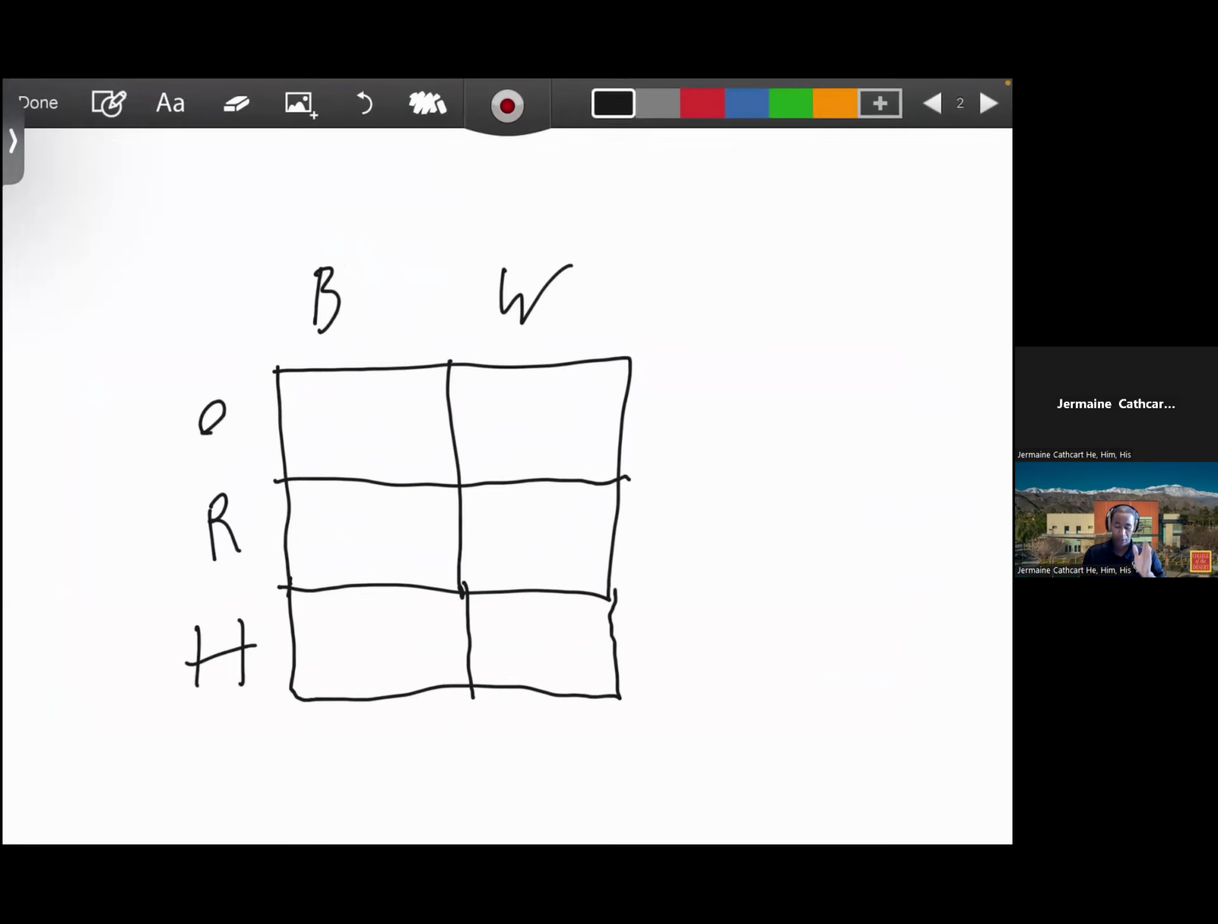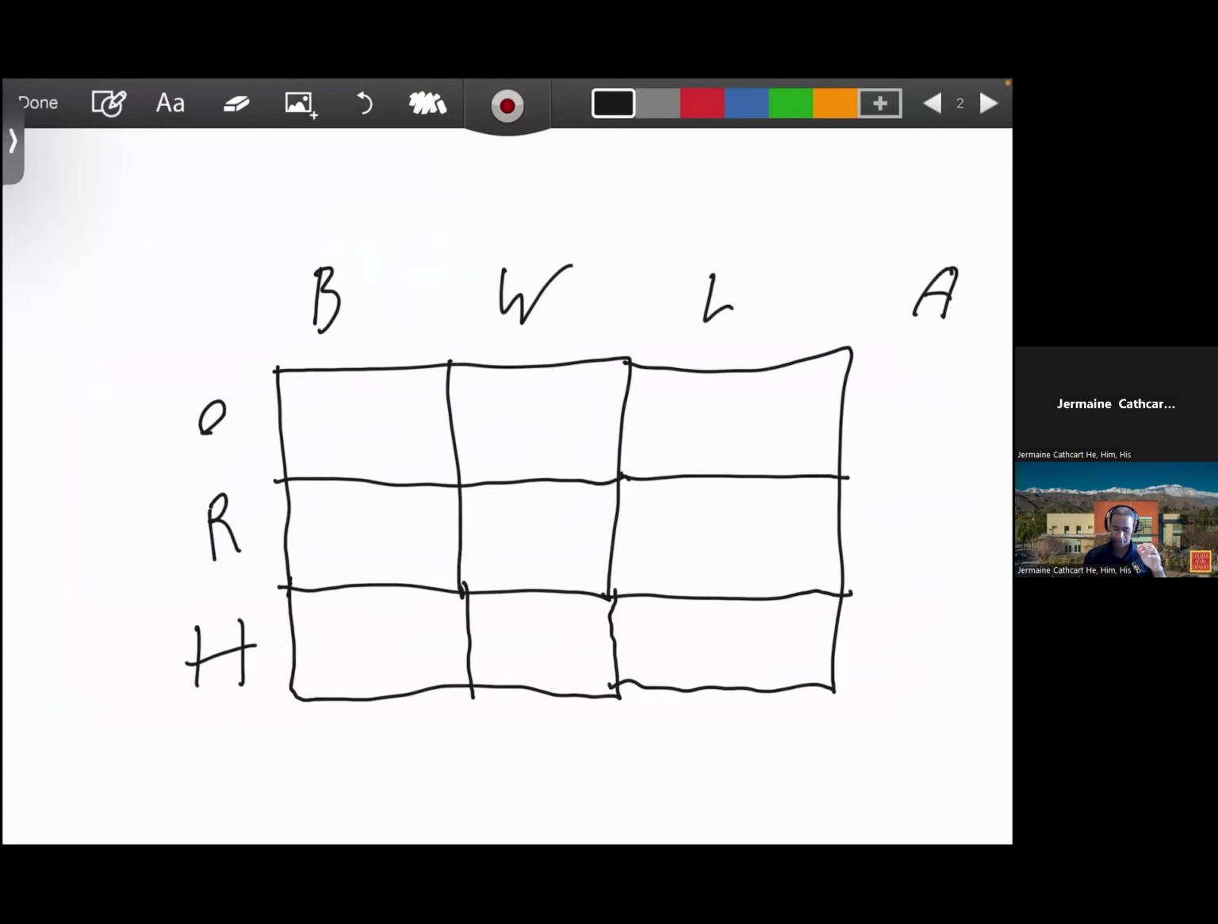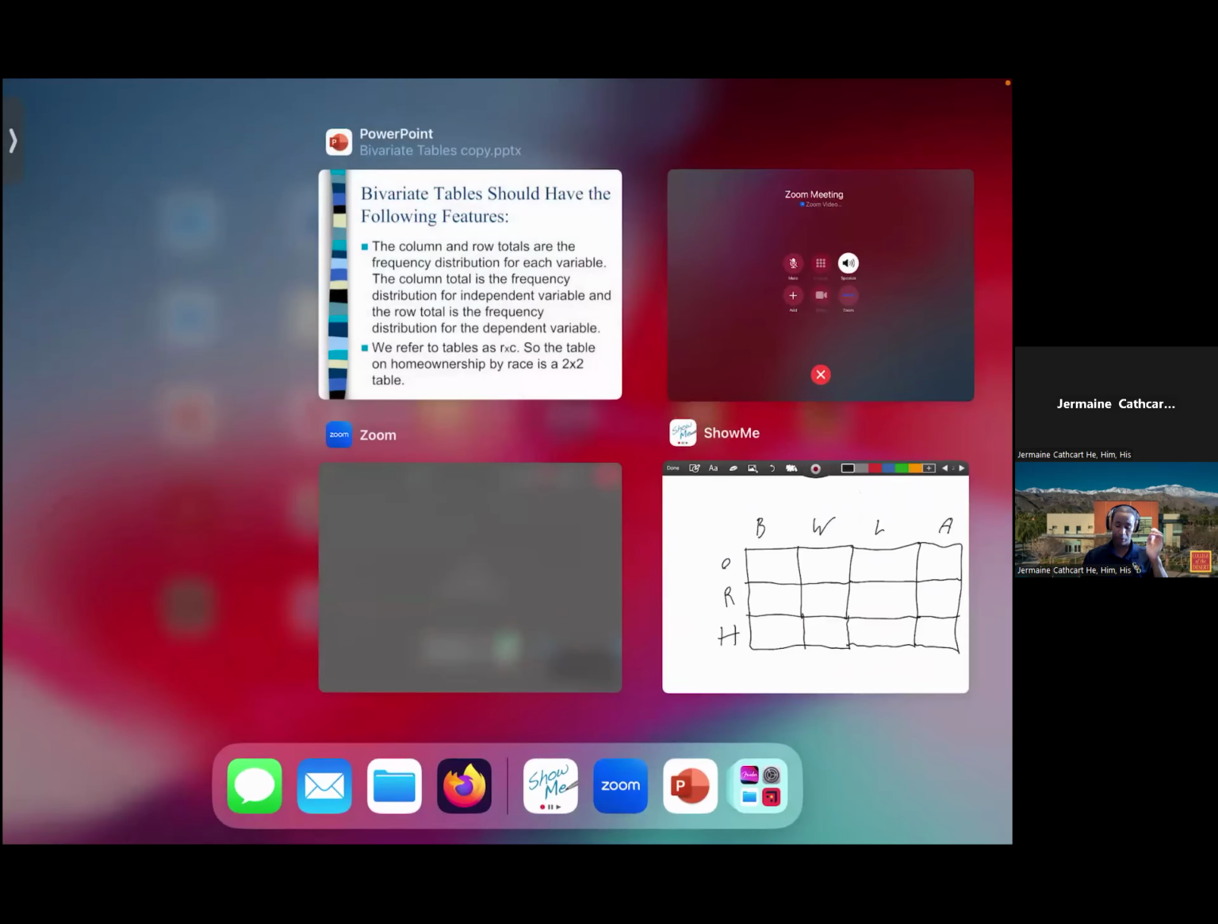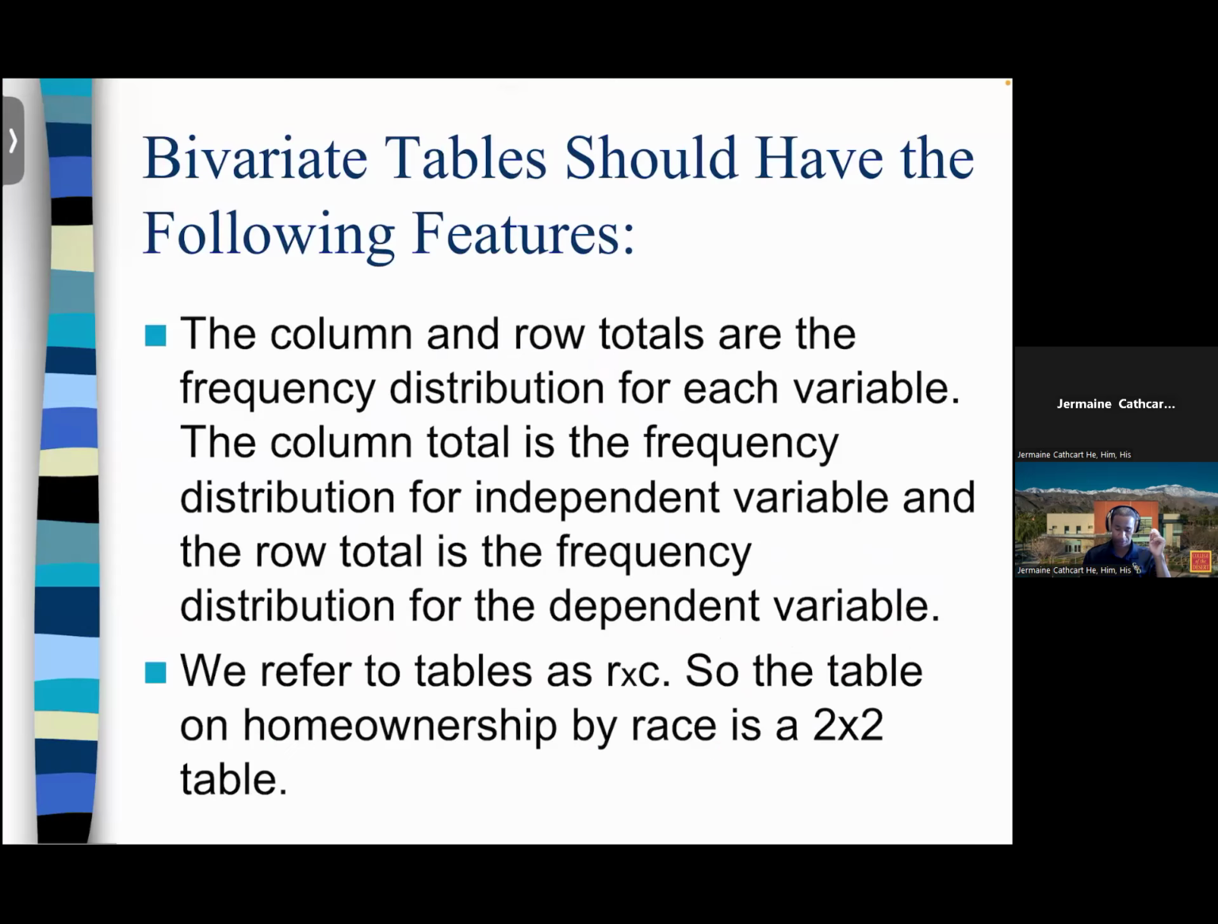So let's just say we have black, white, and then I throw in Latino, and then I have Asian. In this situation, correct, I would have a 3x4. So 3 rows, 4 columns. So I'd have a 3x4 table in that situation. Okay.